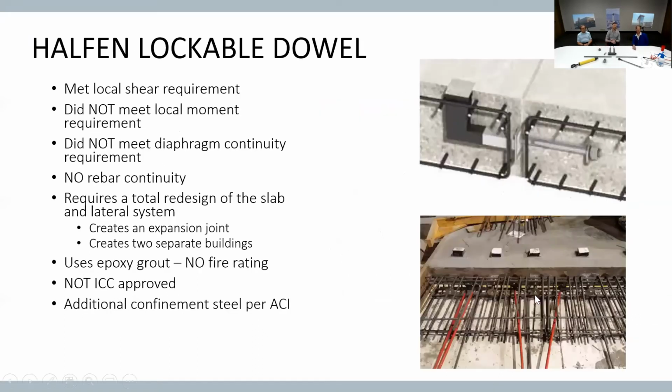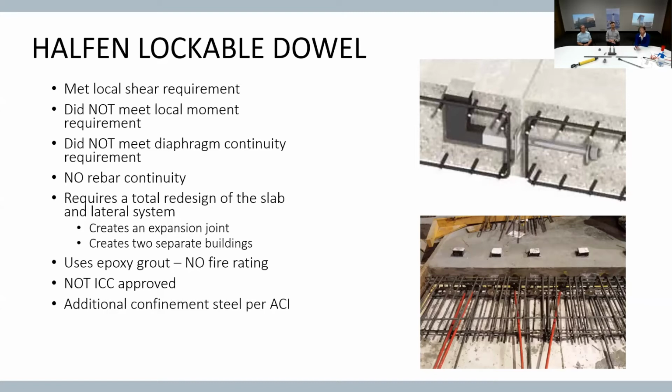Oh, there you go. So I was able to locate our original research on the lockable dowel. And this is what it was. It met the local condition for shear, but we told them we could have done that with a simple shear key. We can meet the same requirements of that whole system with simple shear keys. What we needed, though, was to meet the tension requirements or the moment requirements and to have the continuity.